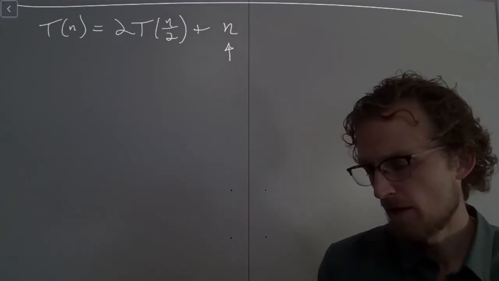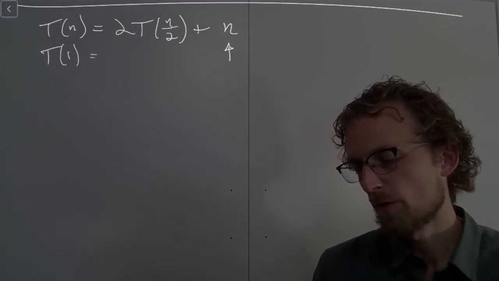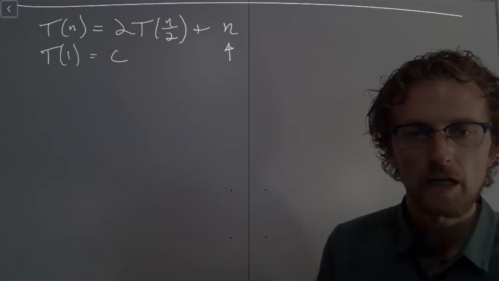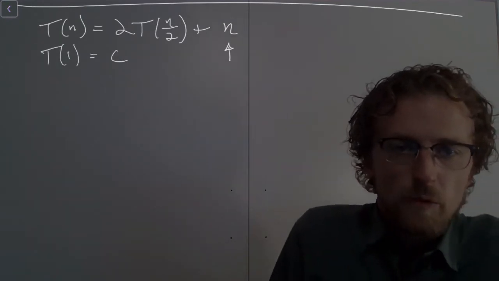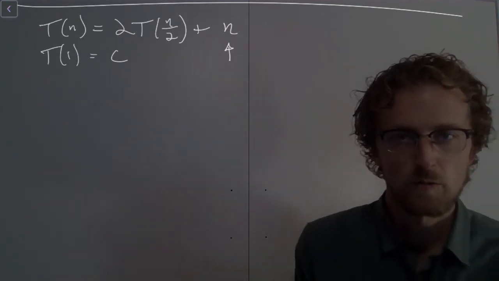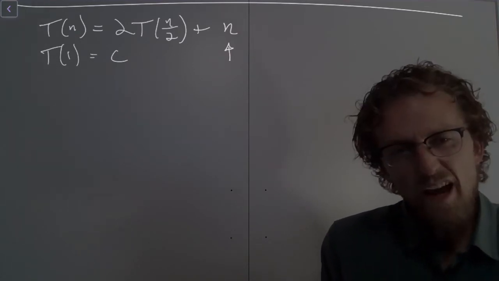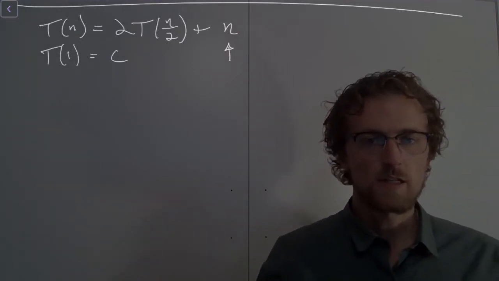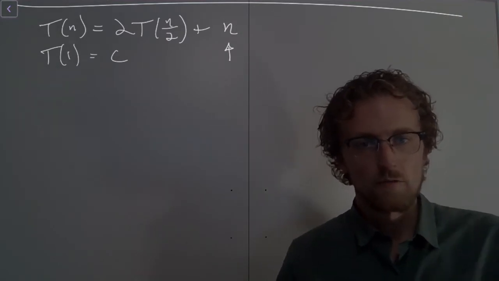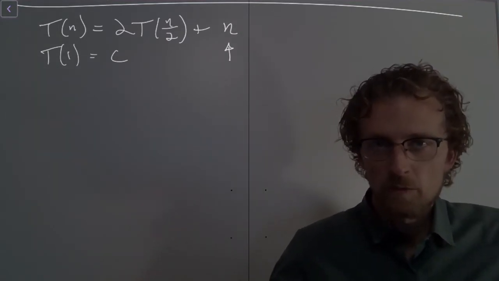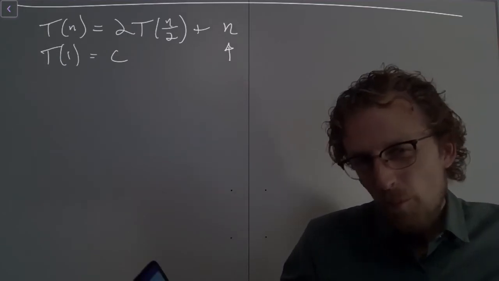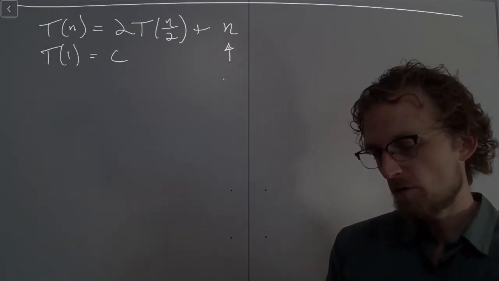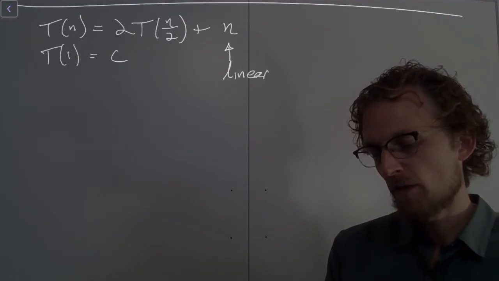And I'll just do what I've been doing this whole time, where T(1) is c. So once we get down to a trivial case, then we do some constant processing and bubble the recursion back up. So okay, what do we have? We've got this algorithm that every time it recurses, it cuts its input in half, recurses on both halves of the input, and then in the process does some linear time processing. So you can think of this as a linear time overhead.